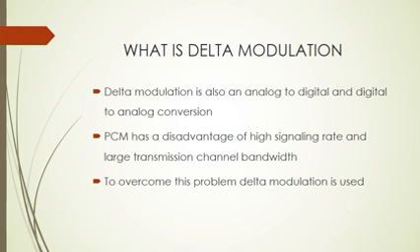Delta modulation is an analog to digital and digital to analog conversion technique for the digital transmission of data that transmits 1 bit per sampling frequency. The simplest form of digital conversion is PCM, pulse code modulation, but it has the disadvantage of high signaling rate and large transmission channel bandwidth because it transmits all the bits which are used to code a sample. To overcome this problem, delta modulation is used.